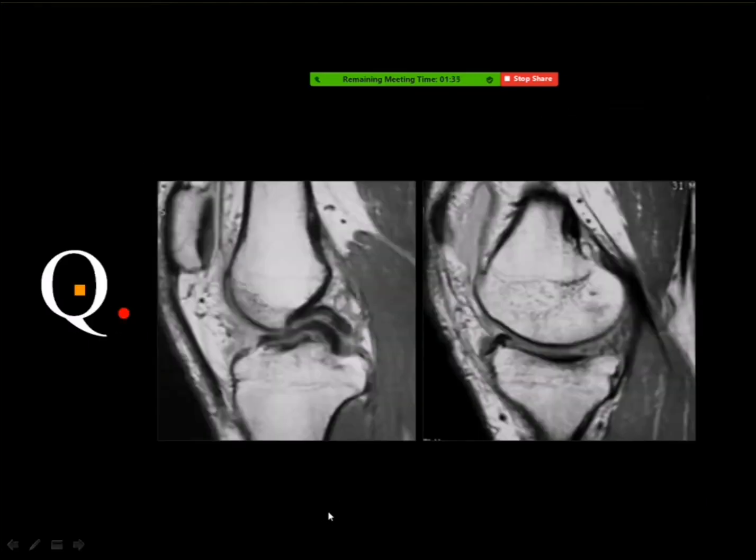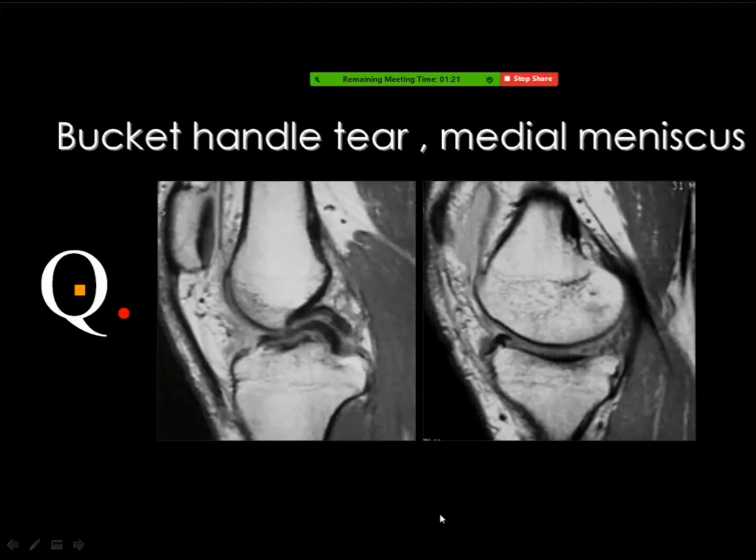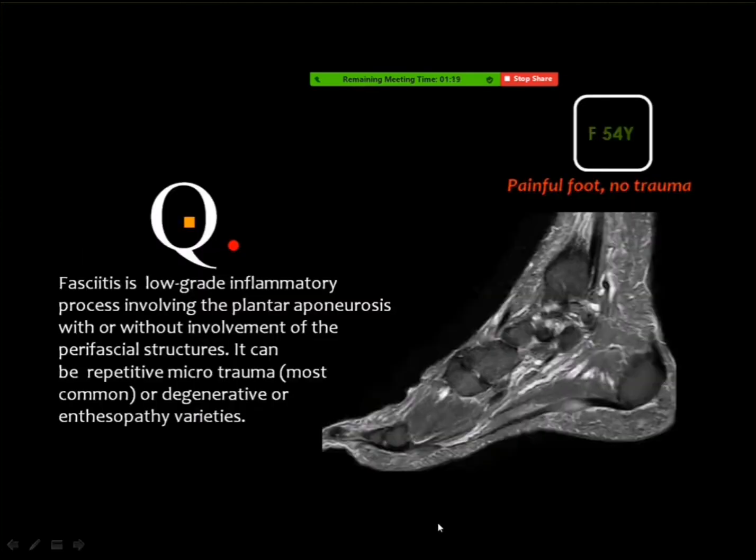Bucket handle here of posterior horn of medial meniscus. Okay, very good. You got attenuation of the posterior horn and you got the double PCL sign, which are diagnostic of bucket handle tear of the medial meniscus. Then this is a painful foot with no history of trauma.